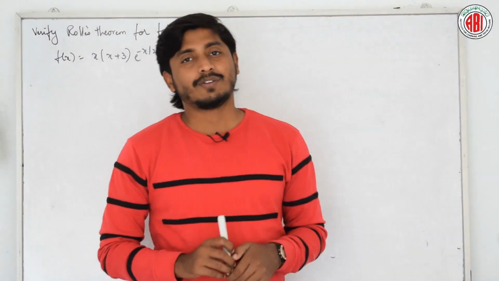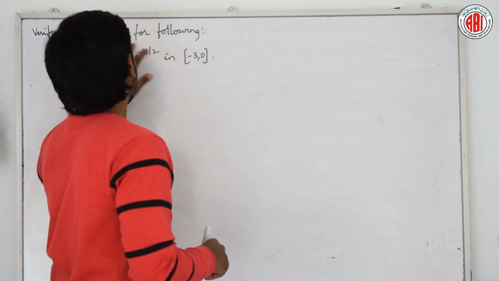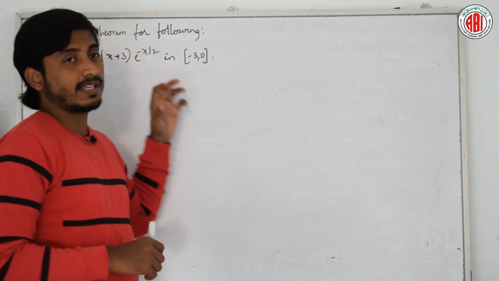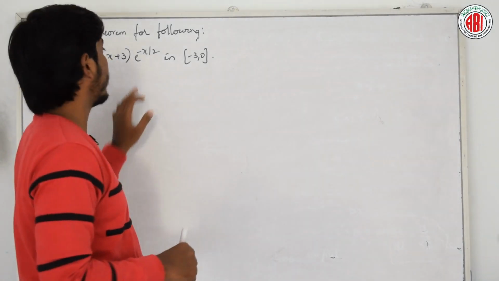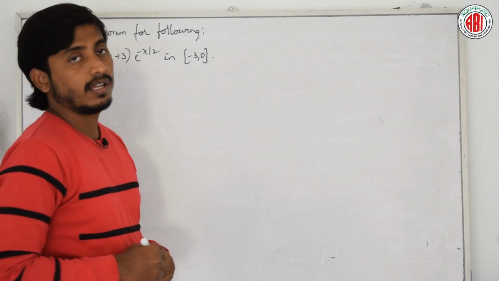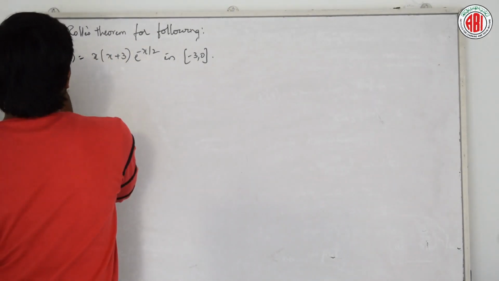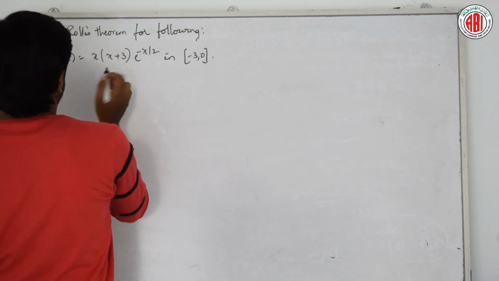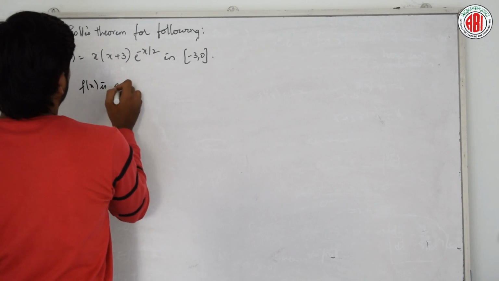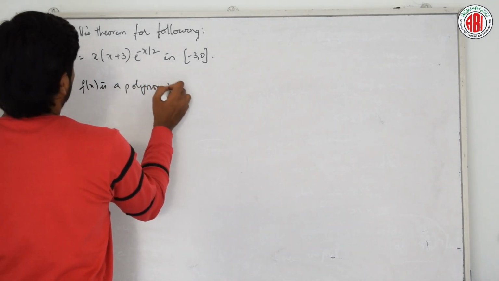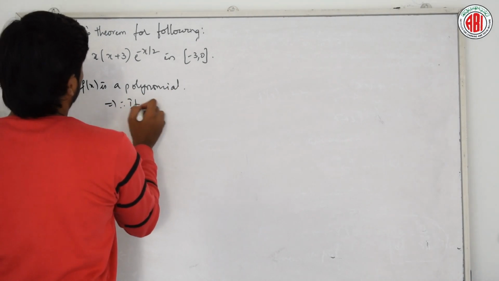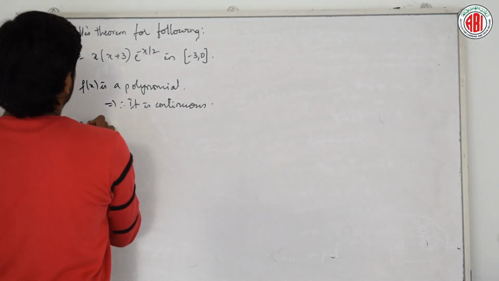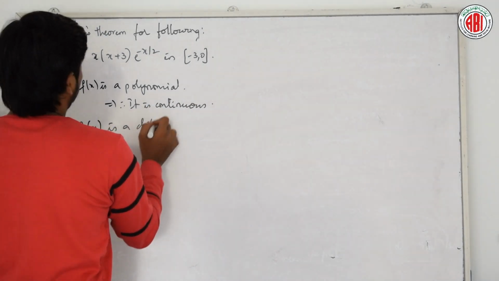Let's do. Check out this next question here. It says verify Rolle's theorem for this function. Just check, is it continuous? Obviously, because x into x plus 3 itself is a polynomial and e power minus x by 2 is a decaying exponential function. So, it is a continuous function. Since it is only a 1 or 2 marks question, we need not prove it continuous or differentiable. f of x is a polynomial, therefore it is continuous. Similarly, second, it is also a differentiable function.